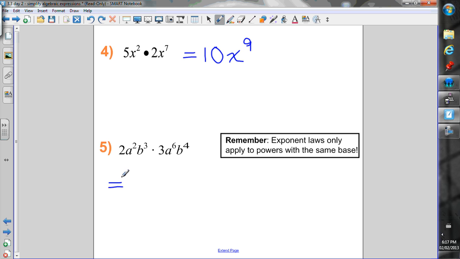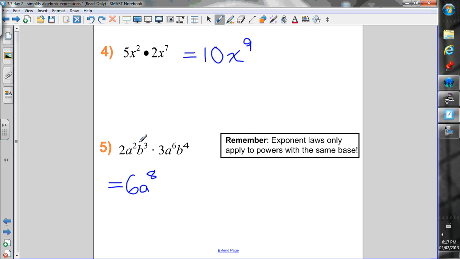First thing I'm going to do though, is simplify these coefficients. I have a 2 times a squared times b cubed times 3 times a to the 6 times b to the 4. I can simplify 2 times 3, that's 6. Now I'm going to simplify powers that have the same base. I have an a squared here times an a to the 6. Keep the base the same, add the exponents, gives me a to the 8.